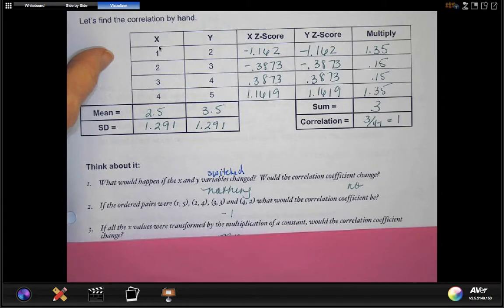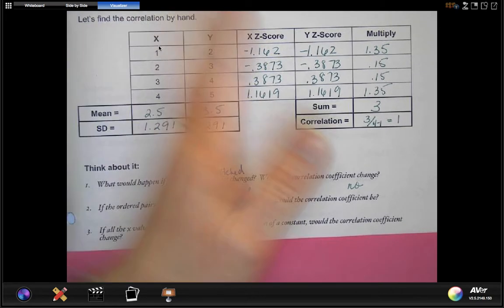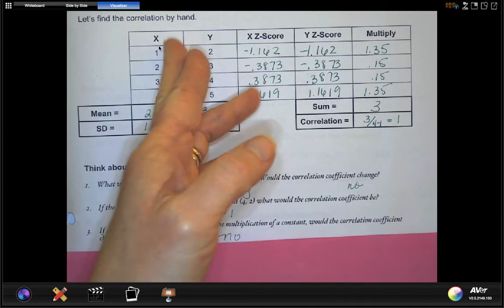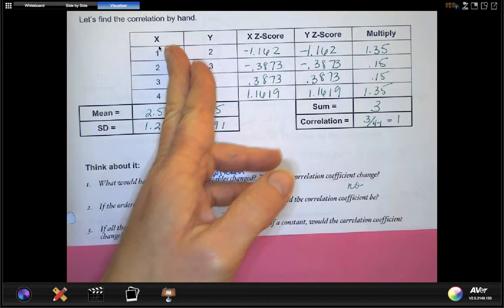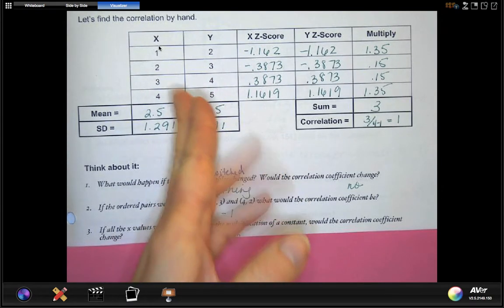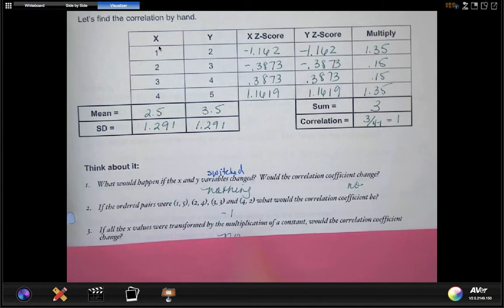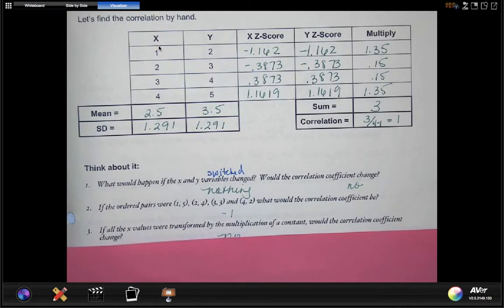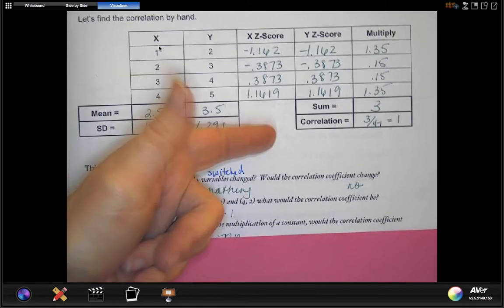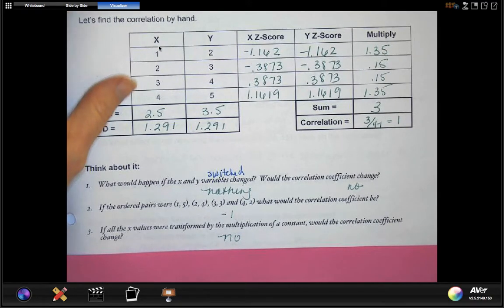If I multiplied everything by a constant, would the correlation coefficient change? So if I multiplied all these by 2, so I had 2, 4, 6, and 8 instead, my mean is going to get multiplied by 2. My standard deviation is also going to be multiplied by 2, because both the mean and standard deviation are impacted by multiplication. So in the end, when I calculate those z-scores, the numerator and the denominator both have a constant of 2 being multiplied by them, so they're just going to cancel. I'm going to end up with the same z-scores. So nothing's going to happen if I transform them by a constant.